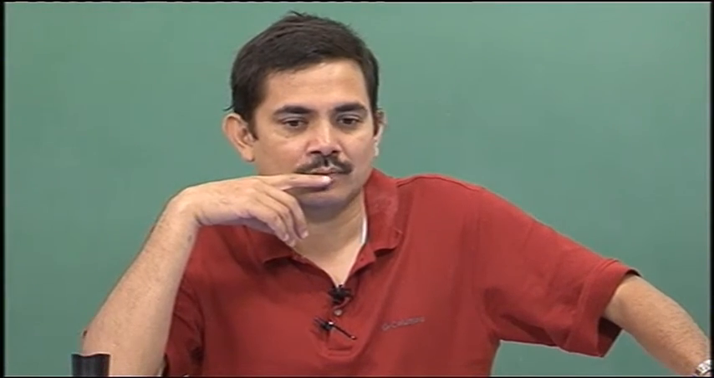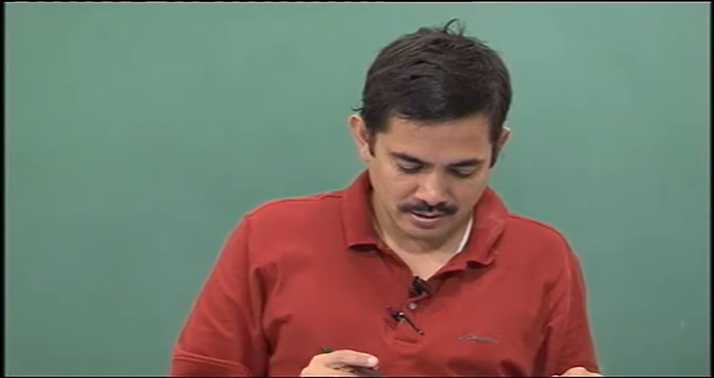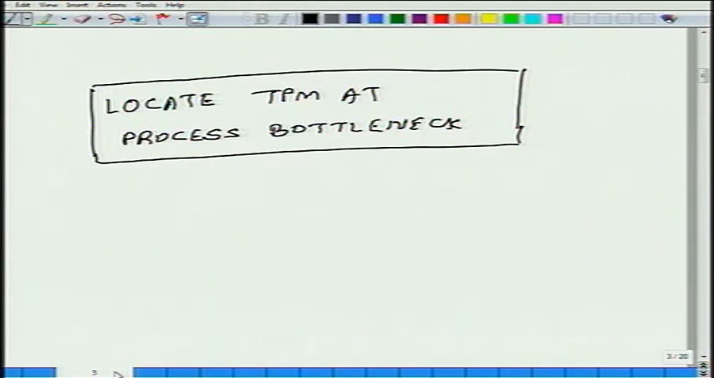Okay. Well, then what does that mean? That means my throughput manipulator should be at that dominant constraint. You see, the idea is, if you've got multiple constraints, I would say locate the throughput manipulator not at the process bottleneck, but at the dominant active constraint.